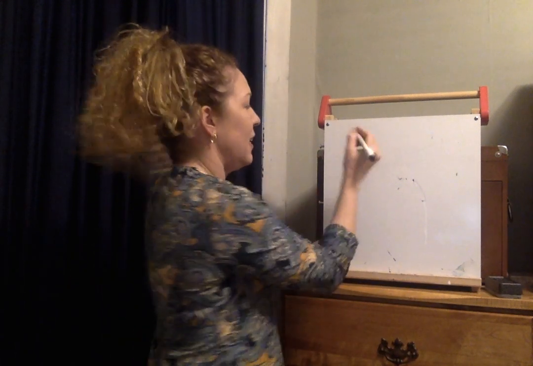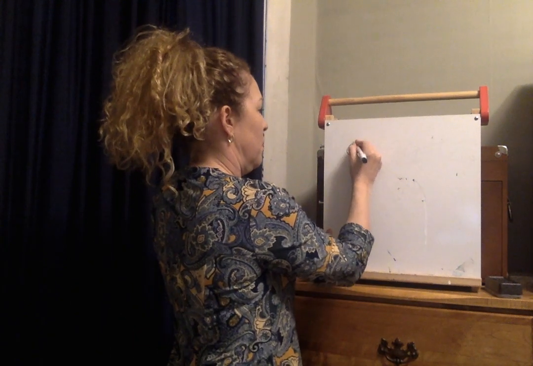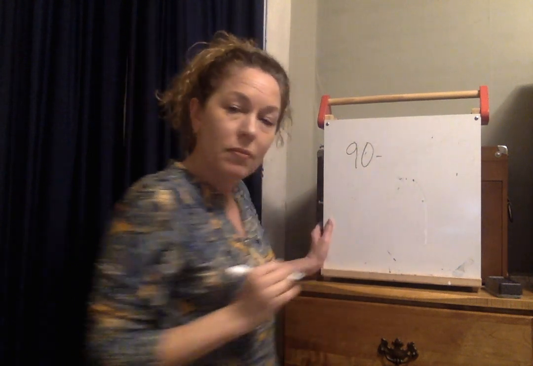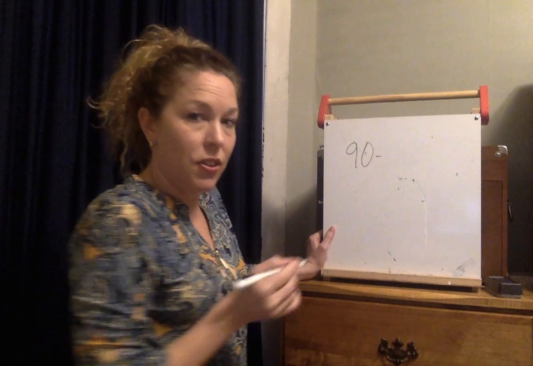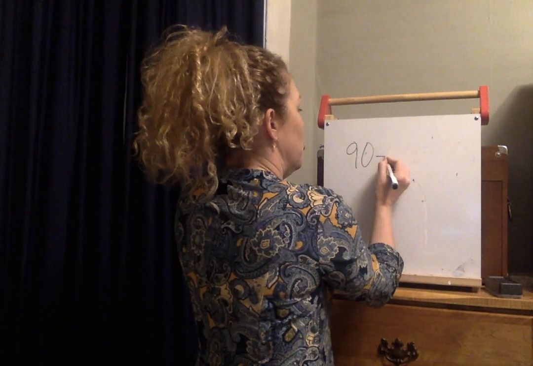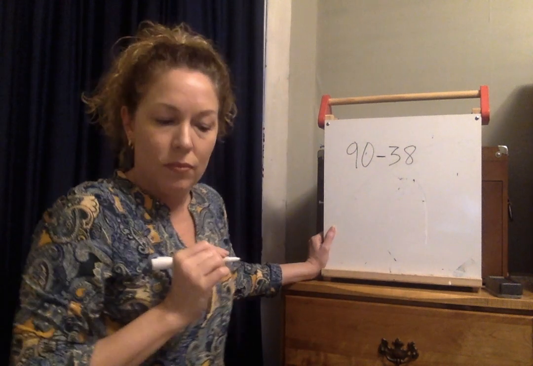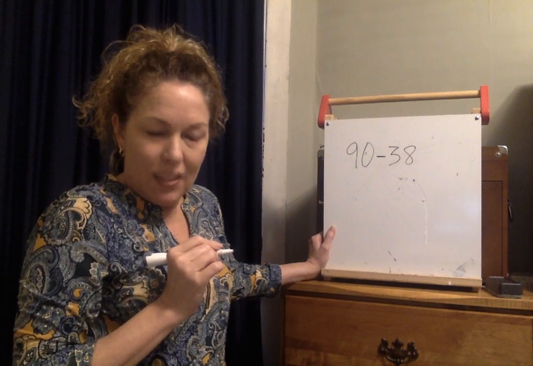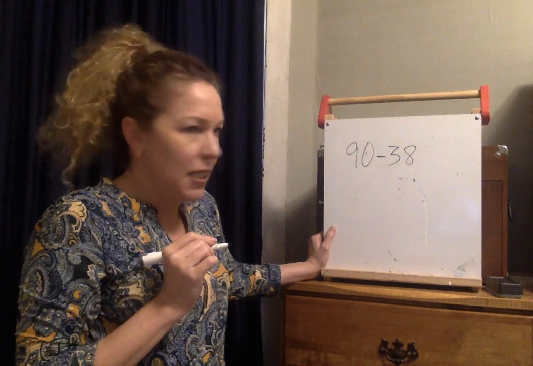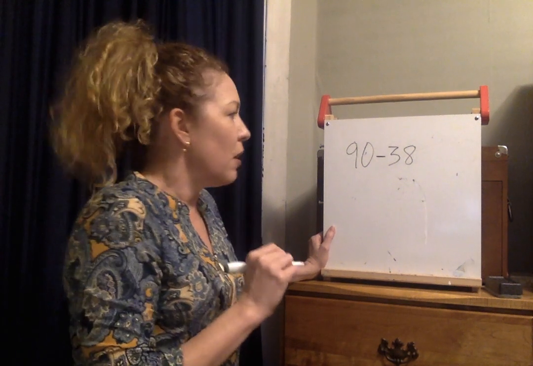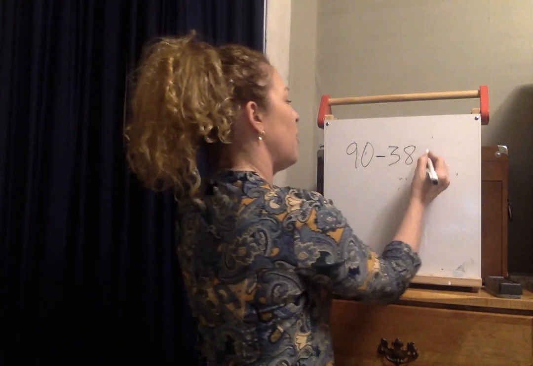Okay. So he starts with 90. Yeah, still have my handwriting. Okay, 90. And he's going to take away 38. Subtract 38. That's not a fun number to subtract. I want it to be easier. Come on. Oh well, it's what we have to work with. Okay, so now we got our number sentence.